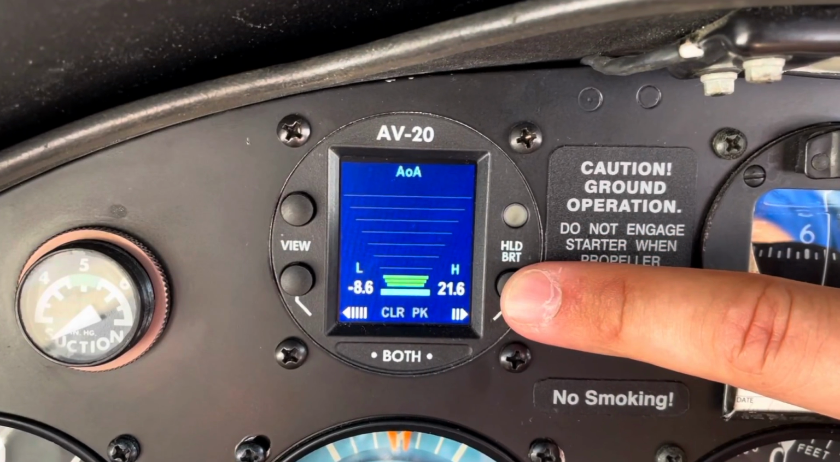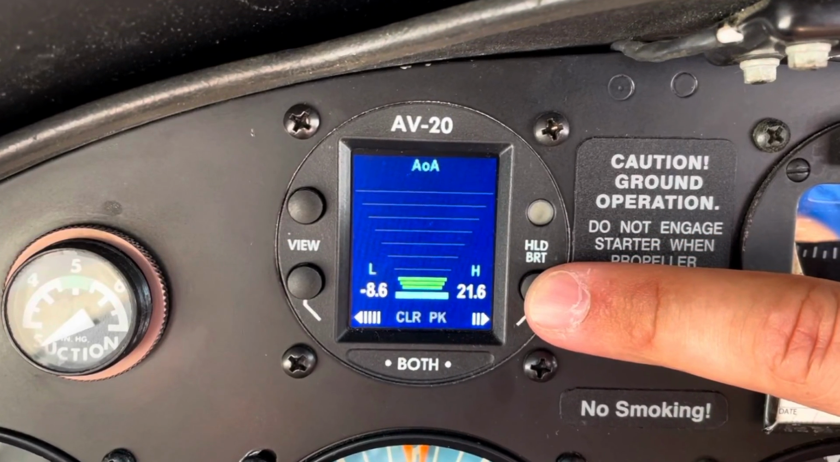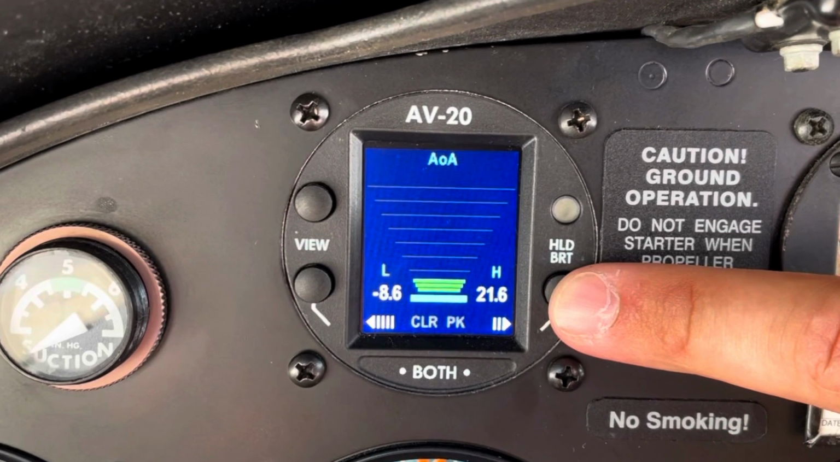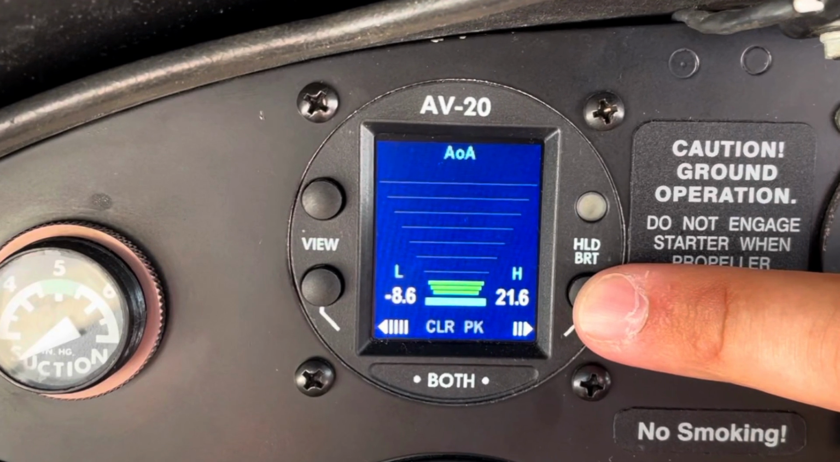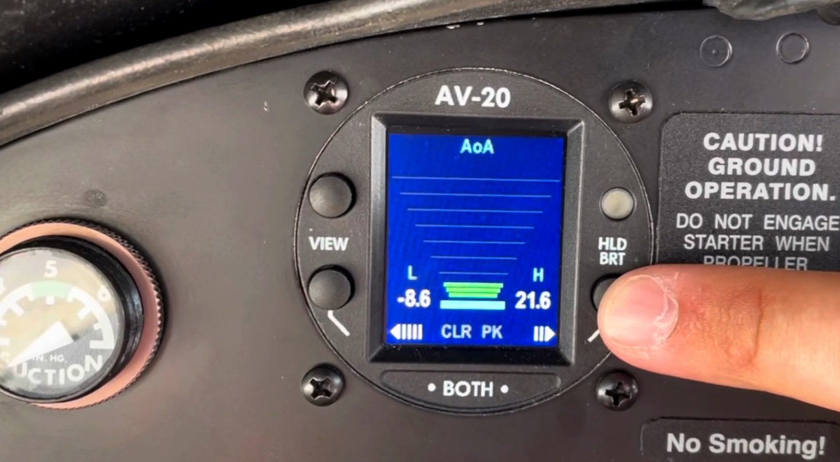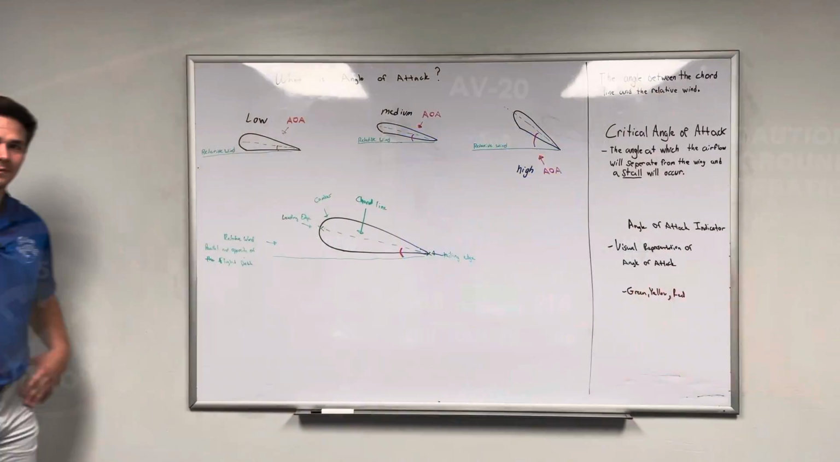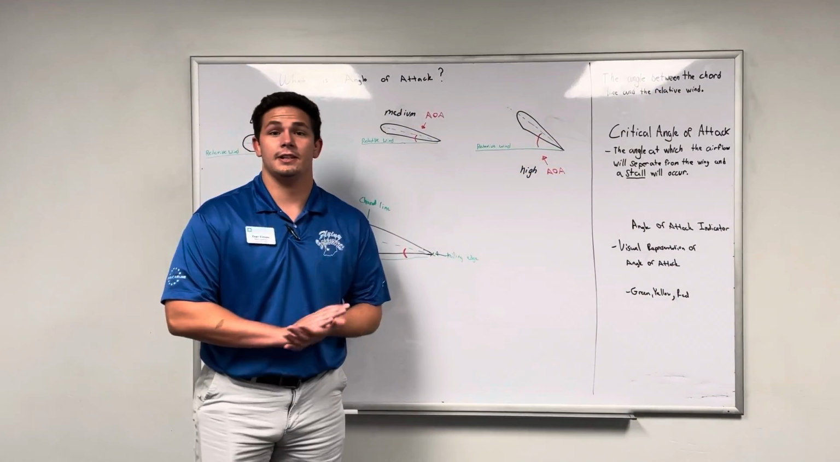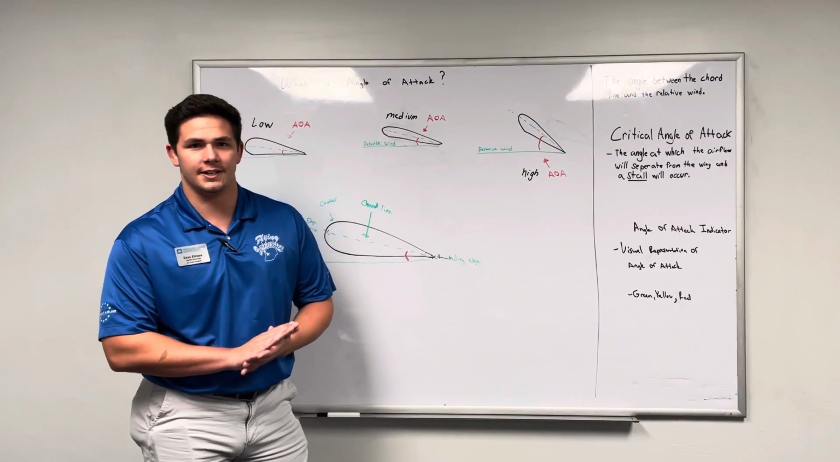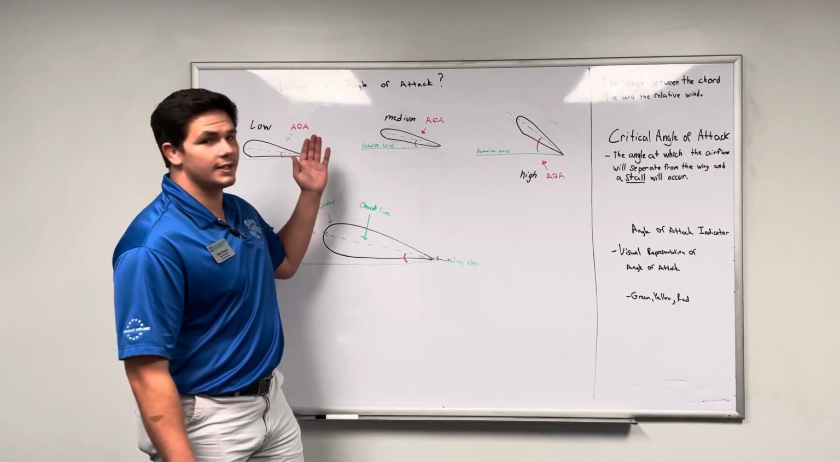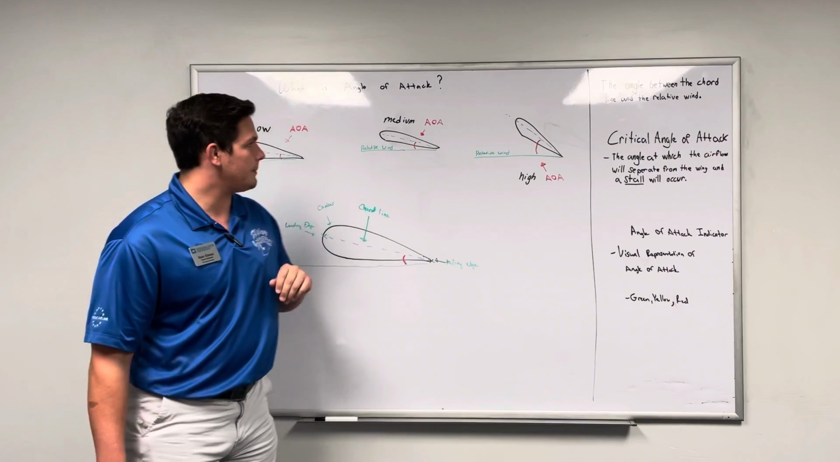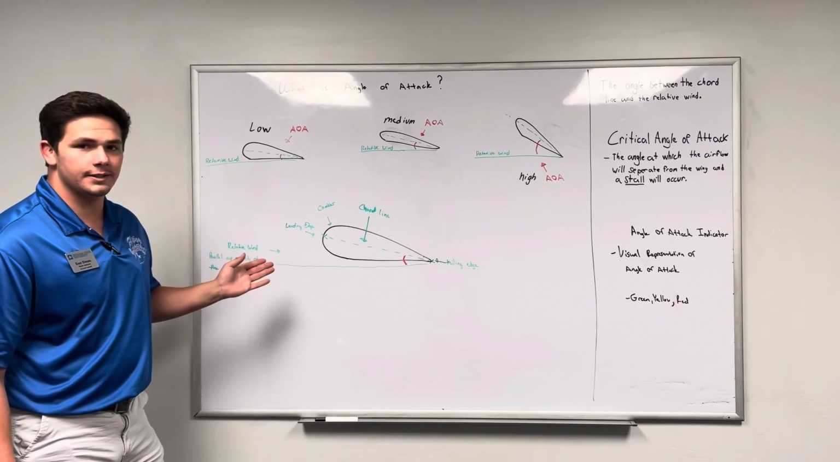Before we see the angle of attack indicator in action, Senior Flight Instructor Evan Elmore will show us why it's helpful to have a visual representation of the aircraft's angle of attack. Hello everybody, I'm Evan Elmore, a Senior Flight Instructor at Indiana State University, and today we'll be talking about what is angle of attack. Before we hop into that, we're going to talk about the different parts of the wing.